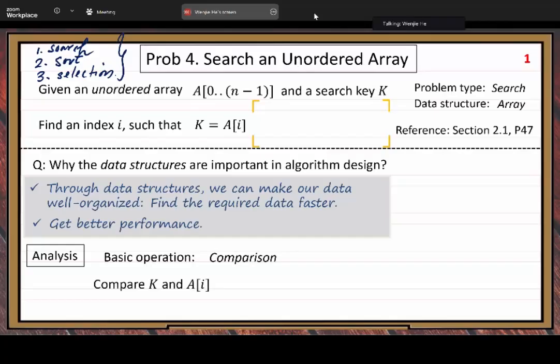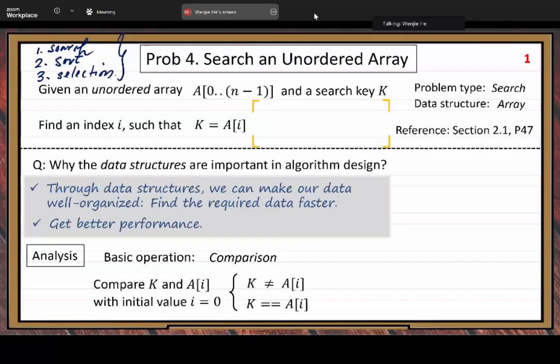Compare K and A of I. Initially I equals 0, so we compare the first element with K. When we do the comparison, we have two possible outcomes. One, K equals A of I. Then we find the element we need, so we can stop.